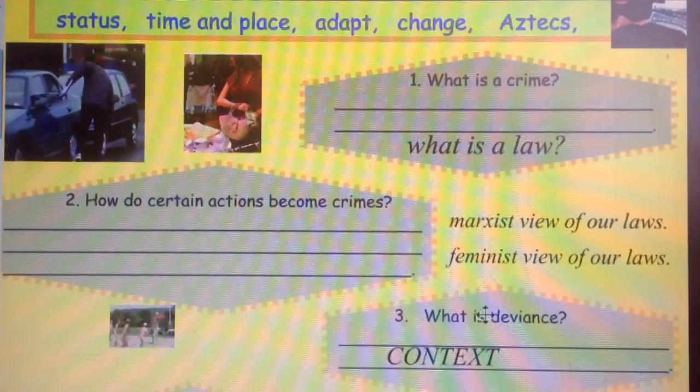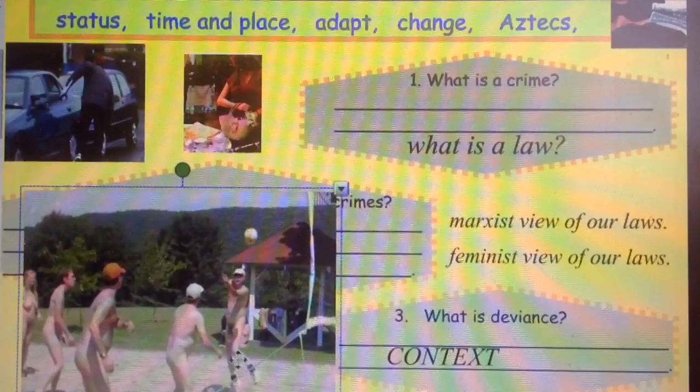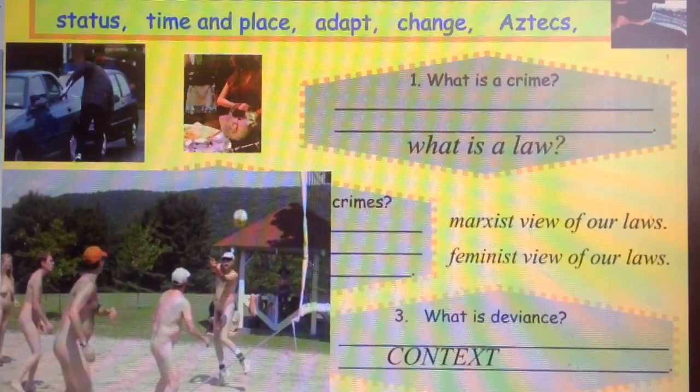So, what is deviance? Deviance is when you break the rules of the culture. And it's all to do with context. This picture again: people in the nude playing volleyball. This is deviant and sometimes criminal in certain contexts. Context means the background. So this is not criminal or deviant because they are doing this in a nudist colony. If you walk down the street naked, that is deviant, people think you're breaking the rules of our culture, you shouldn't be naked in public. Nudist colony, not deviant.